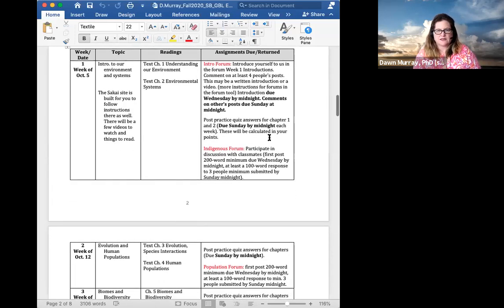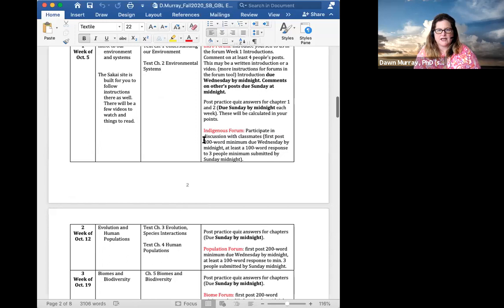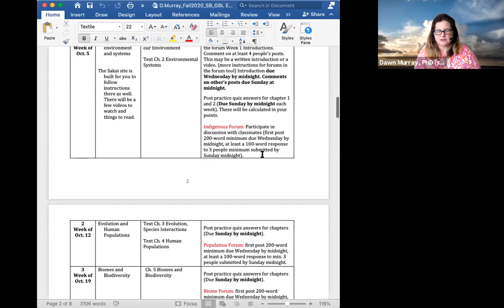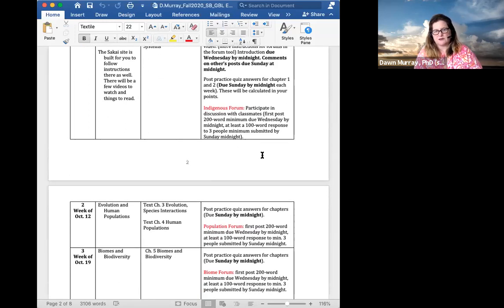The second, you have answer quizzes for quiz questions that are due Sunday by midnight. And then in this Indigenous forum, again, same thing, your first post is due Wednesday, and then at least a 100-word response to 3 people minimum by Sunday at midnight. And that's pretty much how the class goes, except for when we add maybe a paper.